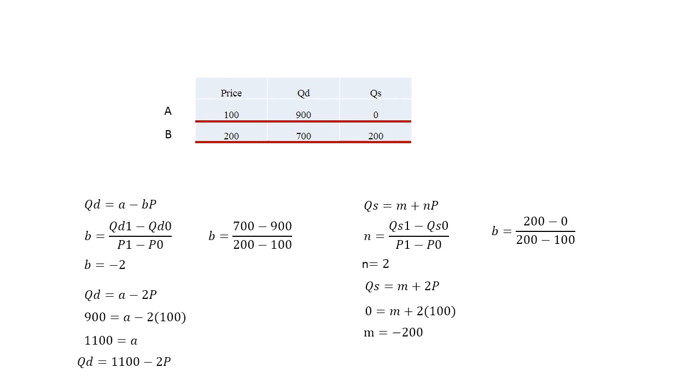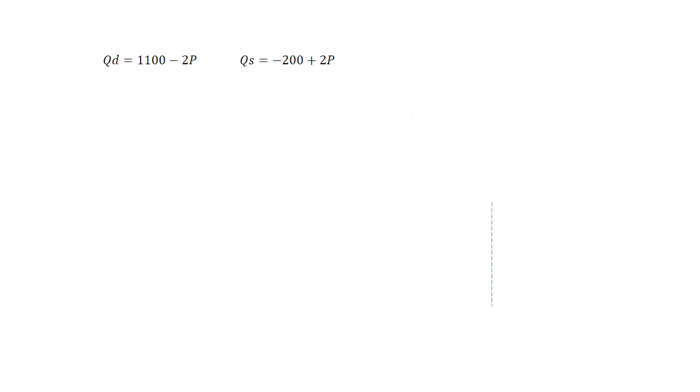Once you have got N and M, you just substitute these answers into this formula. So you will get QS is equal to negative 200 plus 2P. Now we are going to find the market equilibrium price and the market equilibrium quantity. This is our demand function and this is our supply function.